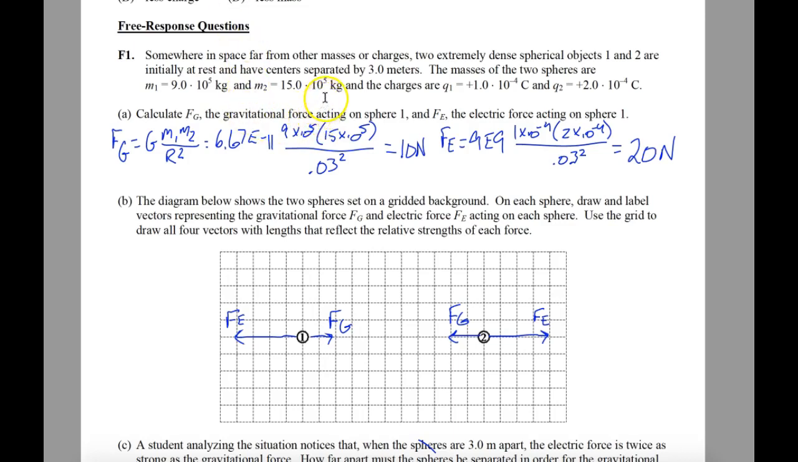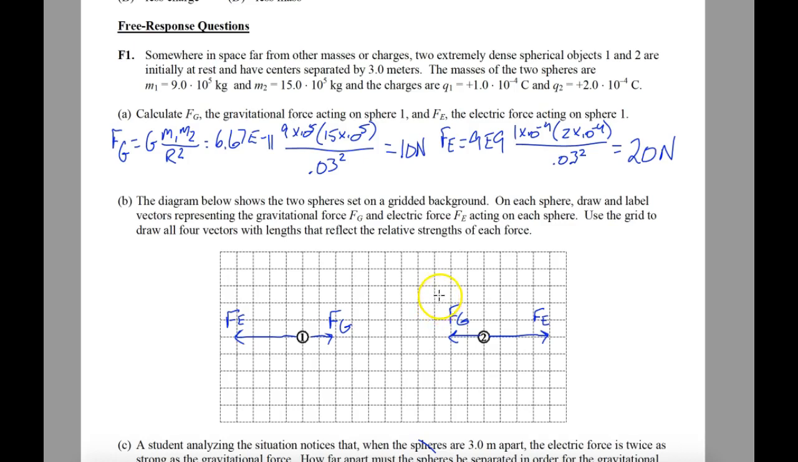Somewhere in space, far from other masses and charges, two very small, dense spherical objects, one and two, are initially at rest, and they have centers that are separated by 3 meters. So here's number one, here's number two, and then the separation distance is 3 meters. They give you the masses of both of those spheres, and they give you the charges. Notice that both the charges are positive, so these two things should repel each other.